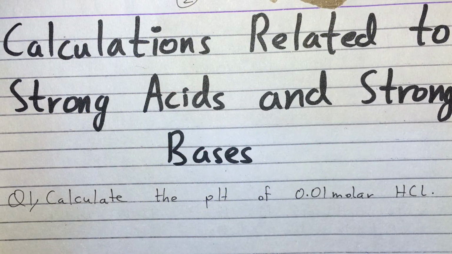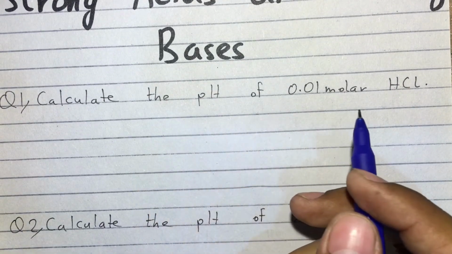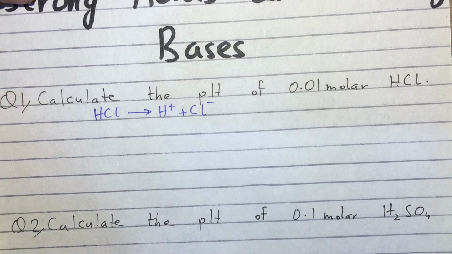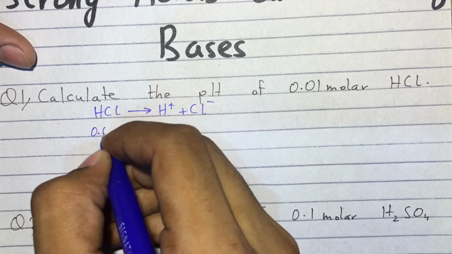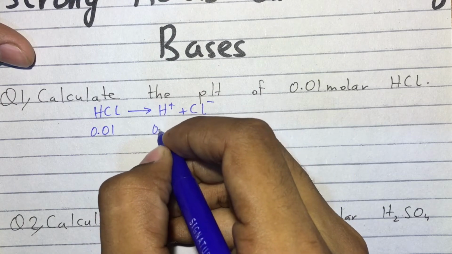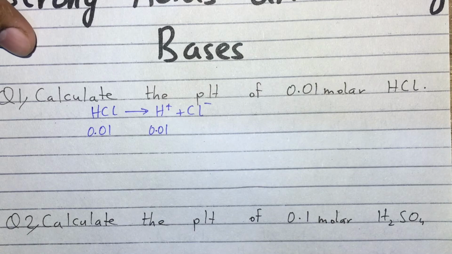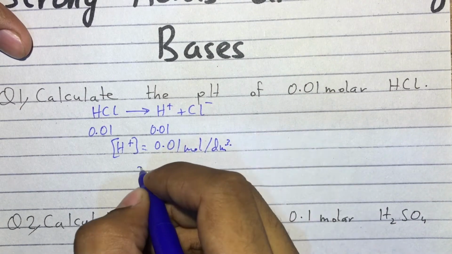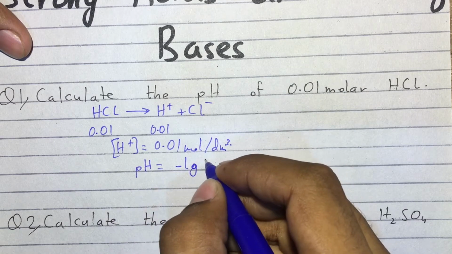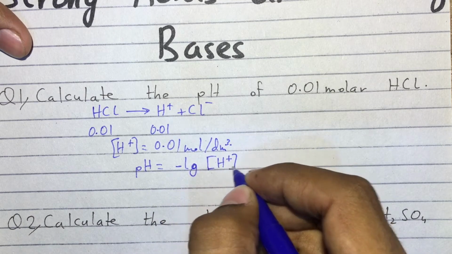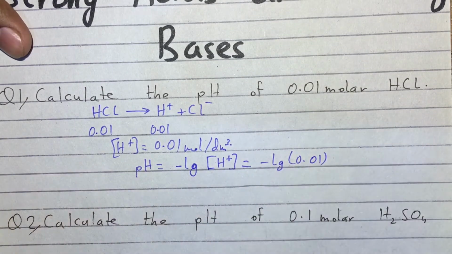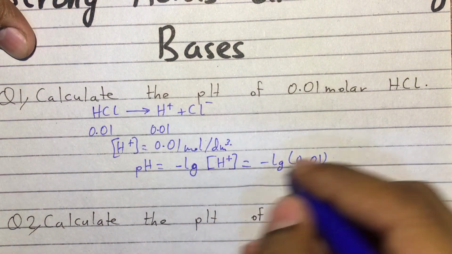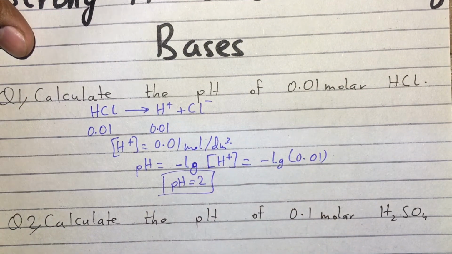Calculations related to strong acids and strong bases. The first question is: calculate the pH of 0.01 molar HCl. HCl dissociates into H plus and Cl negative ions, and it fully dissociates as it is a strong acid. If the concentration of HCl is 0.01 molar, H plus will also be 0.01 molar. So the concentration of H plus is 0.01 mole per dm cube. pH is equal to negative log of the H plus concentration, which is negative log 0.01. This is equal to 2. So pH is equal to 2. That is the first question.